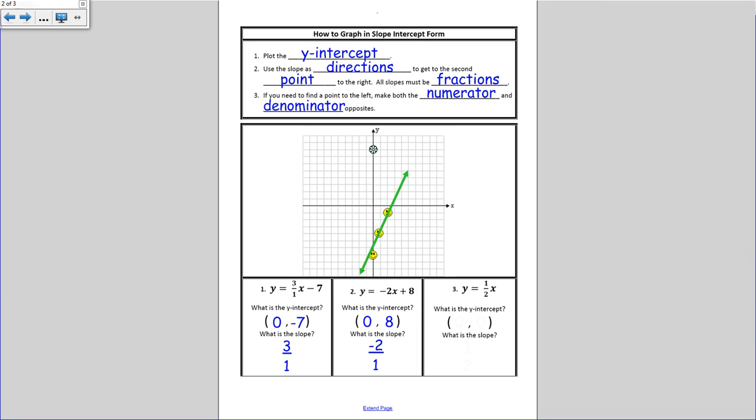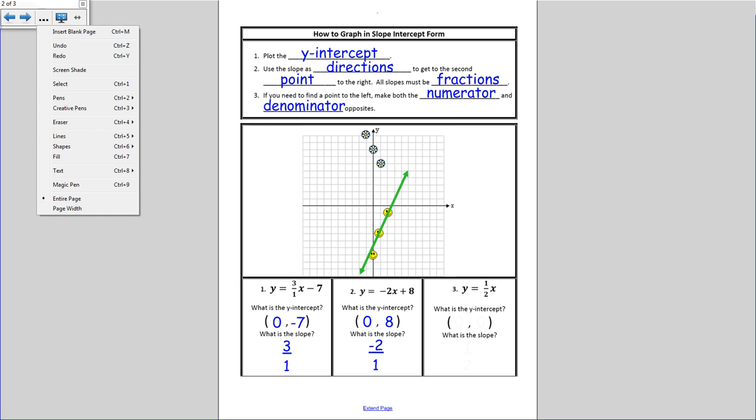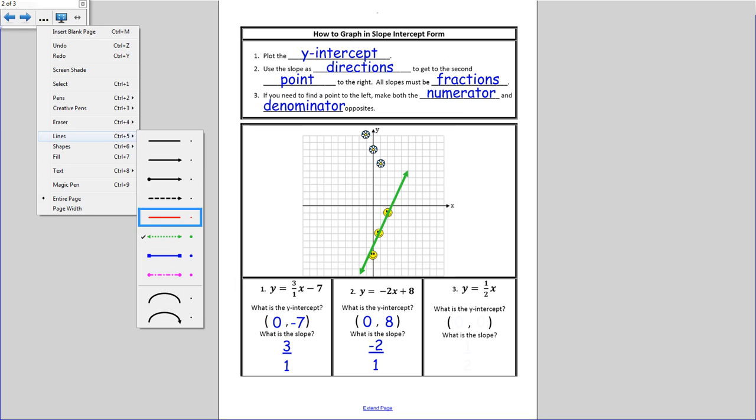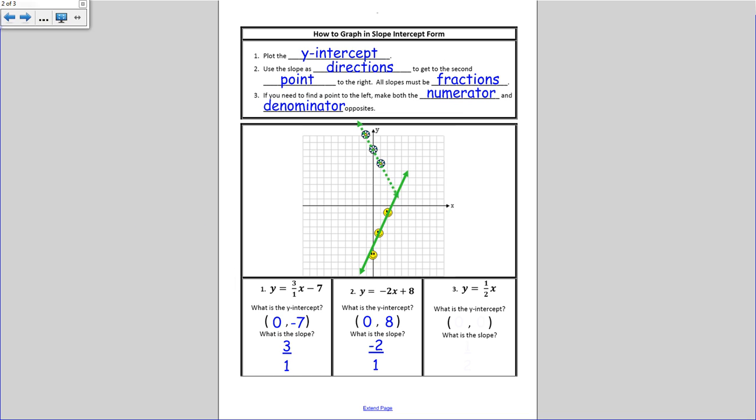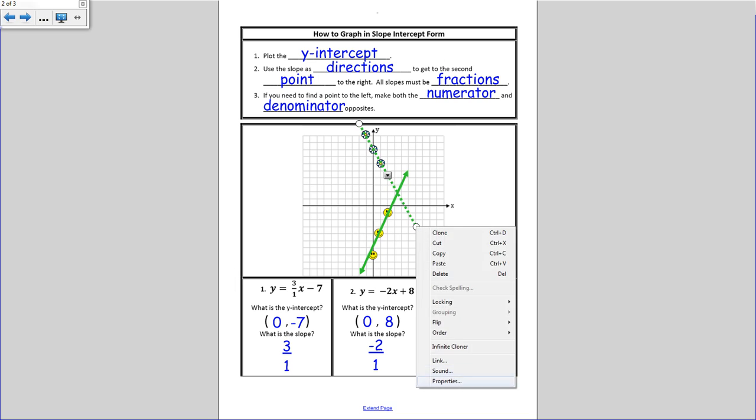And then our slope is negative 2 over 1. So we rise negative 2, which means we're going to go down 2. 1, 2. Over 1. Right is positive 1. Like I said, if I want to find a point in the other direction, instead of negative 2, I'm going to do positive 2, which is up 2. Instead of positive 1, I'm going to do negative 1, which is to the left. Those points end up on the same exact line. Every single time it ends up on the same exact line.